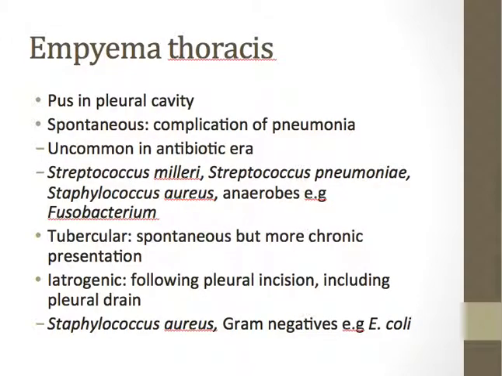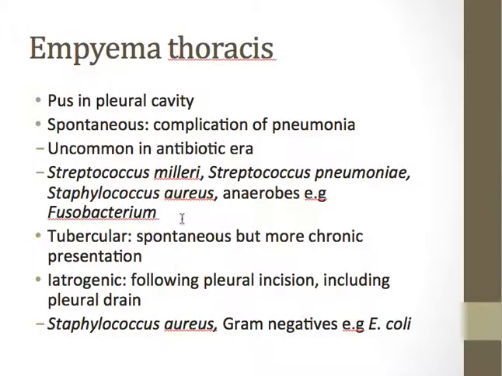Our next syndrome is empyema thoracis or pleural empyema, which simply means pus in the pleural cavity. Spontaneous empyema is usually a complication of pneumonia and has become uncommon in the antibiotic era, where most pneumonias are treated and resolve. However, if it does occur spontaneously, these are the common causative organisms. This Streptococcus, which is particularly good at forming pus, Streptococcus pneumoniae, our commonest cause of pneumonia, Staph aureus, another great pus former, and anaerobes, including Fusobacterium from the mouth.